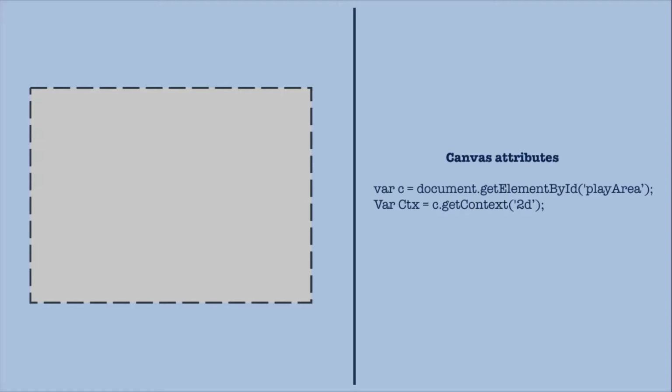When you open your JavaScript file, you have to select the play area of the canvas. Then you have to select the context. We are working with 2D, so we will go with the 2D. Next thing you need to do is select the play area.